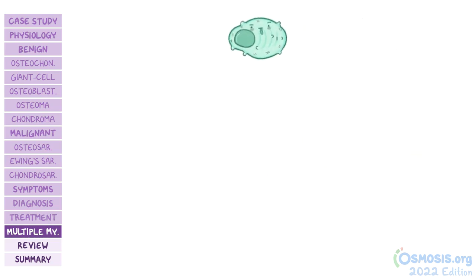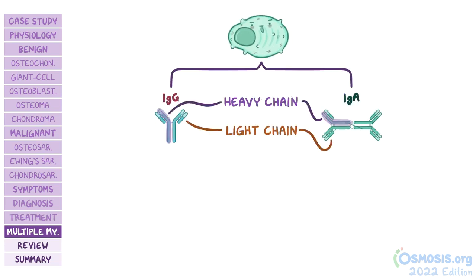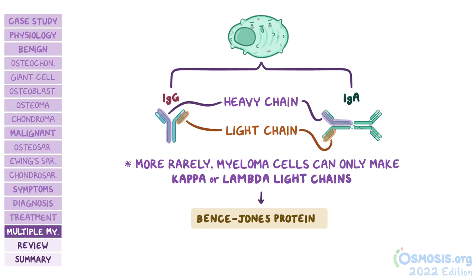Another way myeloma cells cause damage is by secreting excess IgG or IgA, which have both a heavy and light chain. More rarely, the myeloma cells can only make the kappa or lambda light chains, and in that situation, the resulting protein is called a Bence-Jones protein, which can be a key clue on your exams.